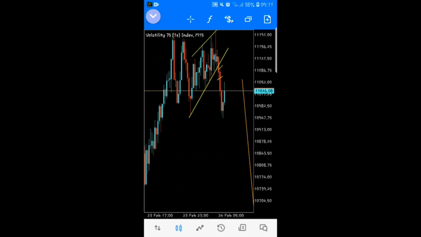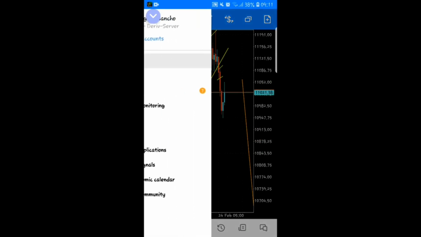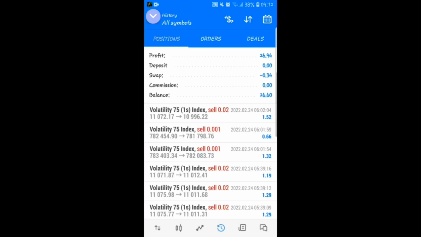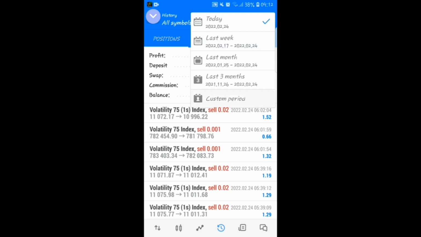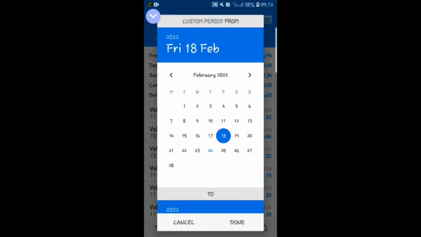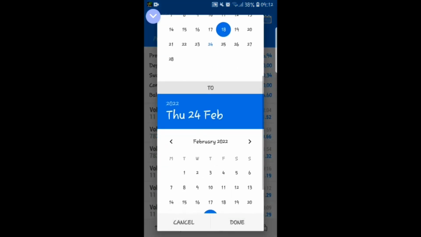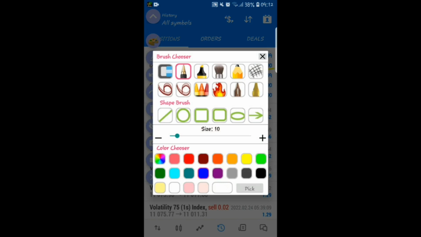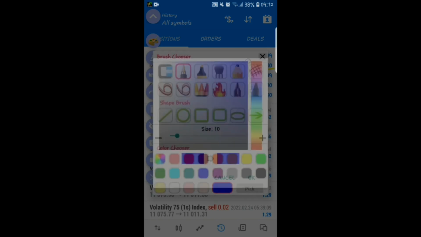So I want to show you something here, and this is a real account. As you can see, it's a synthetic account on Deriv, and on the 18th of this month, 18th of February, so go to 18th of February till today, I made a deposit of $50. Okay, so let's just change the color so that I can see. Right, just pick that, say okay.